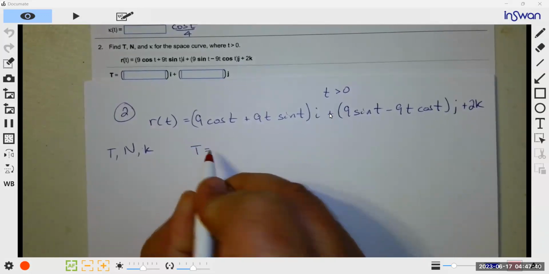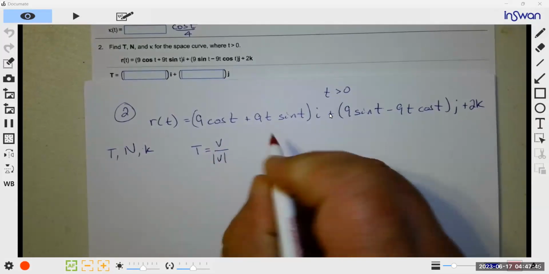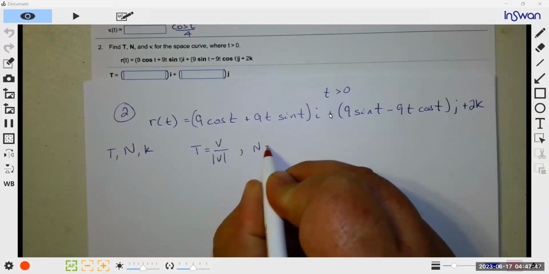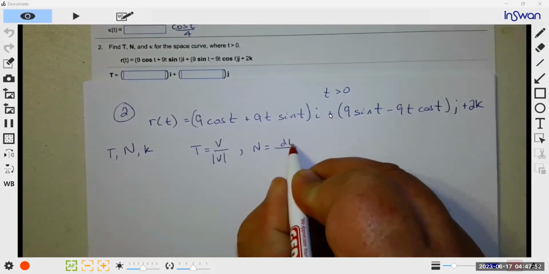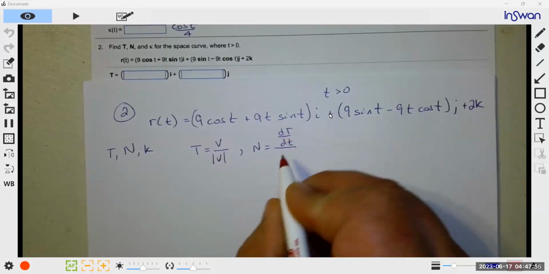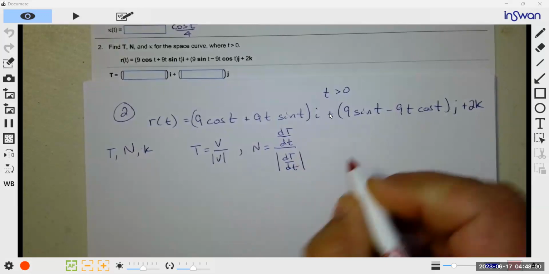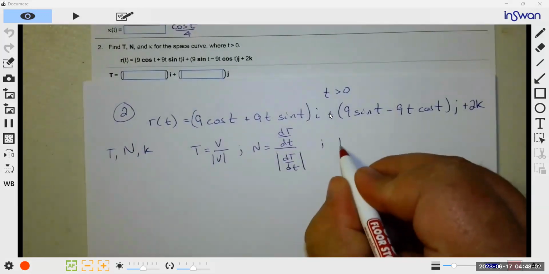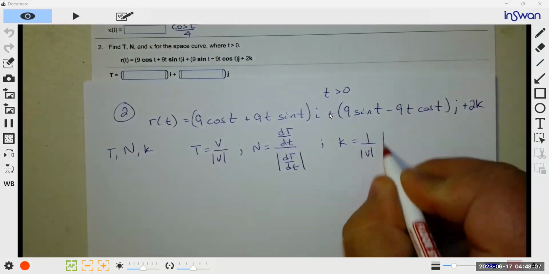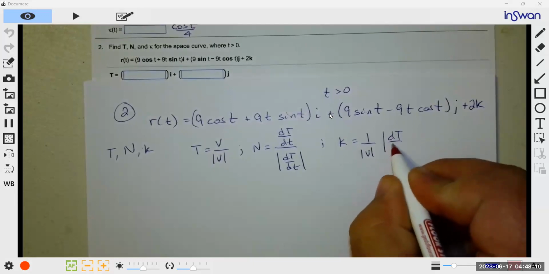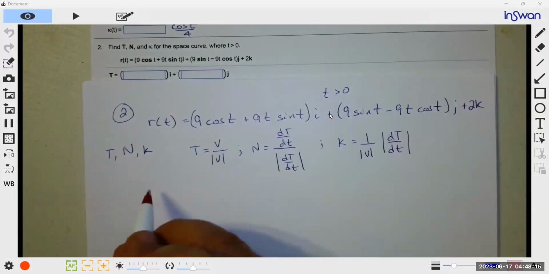Again, T, the formula for that was v over the magnitude of v. N was the derivative of T divided by the magnitude of the derivative of T. And K is 1 over the magnitude of v times the magnitude of the derivative of T. So we'd first find v.